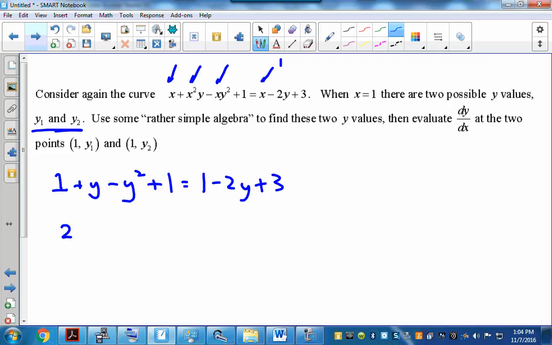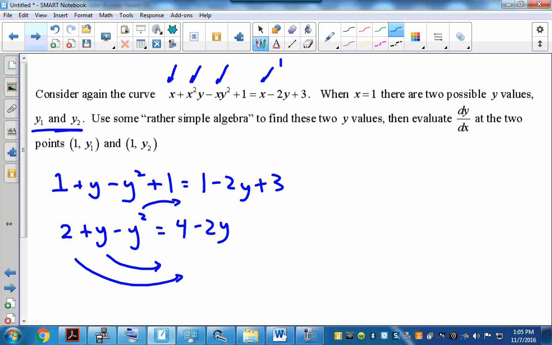Clean this up a little bit. What do we got? We got 2 plus y minus y squared is 4 minus 2y. I like to get everything on one side, and I really like the coefficient of my square term to be positive. Let me move these guys over here. So I have 0 on the left, and on the right I have positive y squared minus 3y, and then 4 minus 2 is 2. Okay, so that's what happens when x is 1.